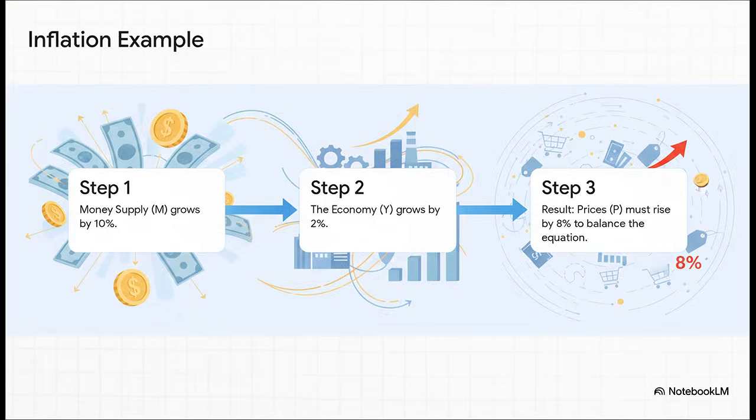Let's make this real with an example. Imagine the central bank cranks up the money supply, M, by 10% in 1 year. But in that same year, the actual economy, all the stuff we have to buy, Y, only grows by 2%. Well, to make that equation balance out, prices, that's P, have to go up by the difference. That means 8% inflation. It's the classic case of more money chasing around the same amount of goods.